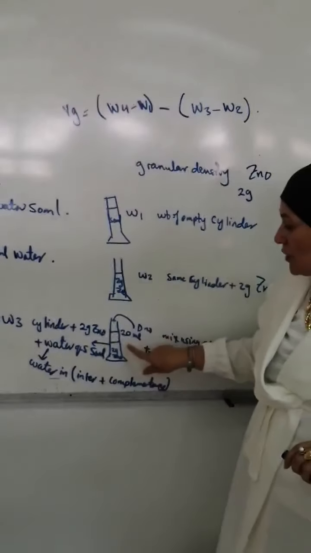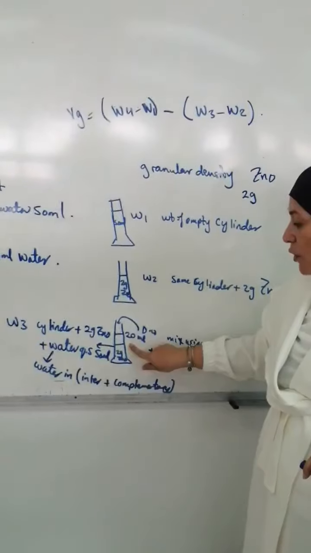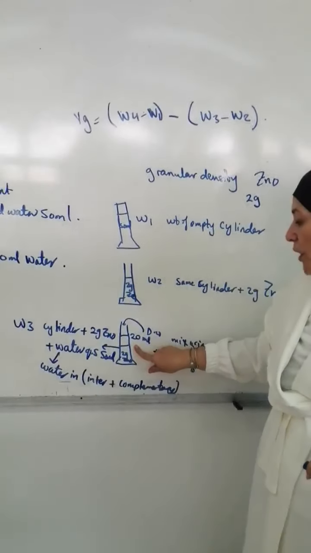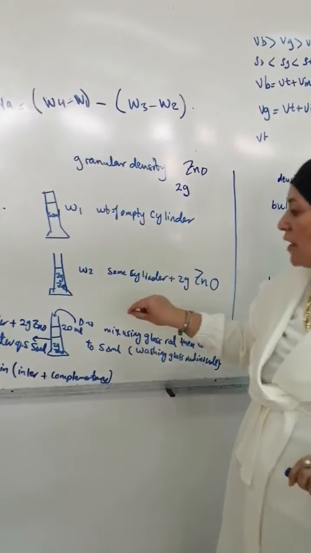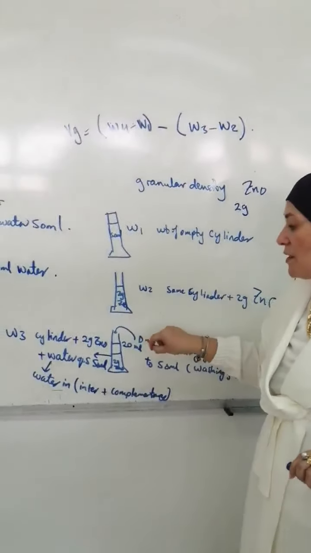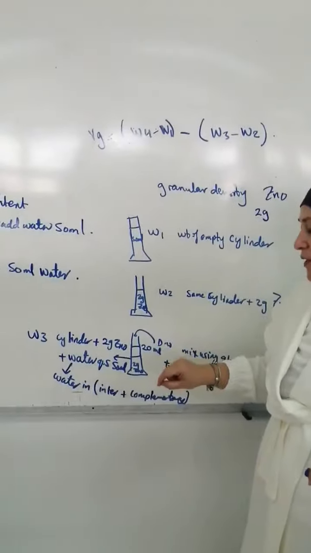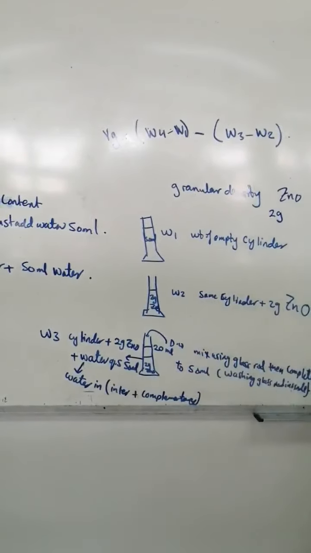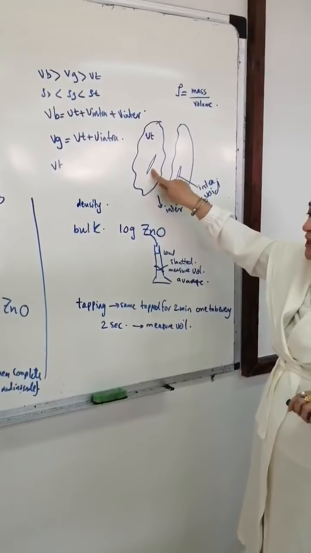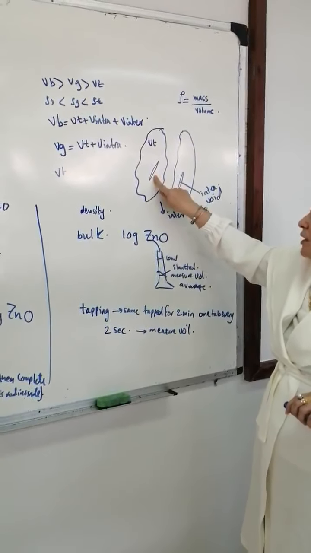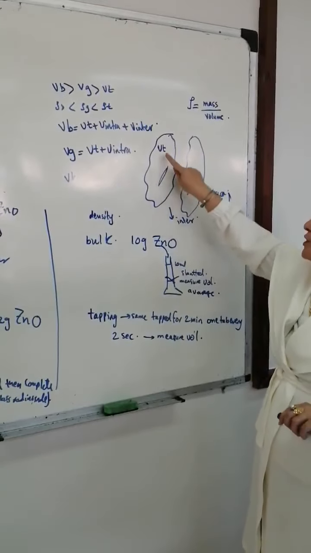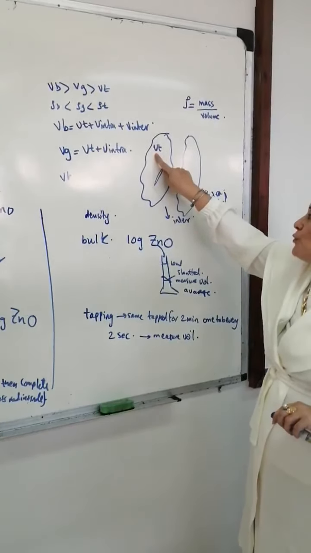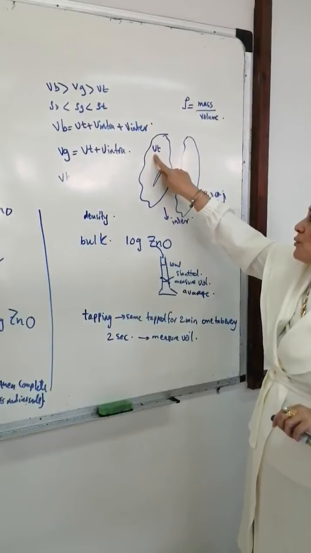So add water up to 20 ml, using a glass rod to enable water to enter inside the intervoids. Water cannot get inside the intravoids because of the surface tension. So the volume measured is the granular volume, which is the true volume of the solid plus the intra-volume.